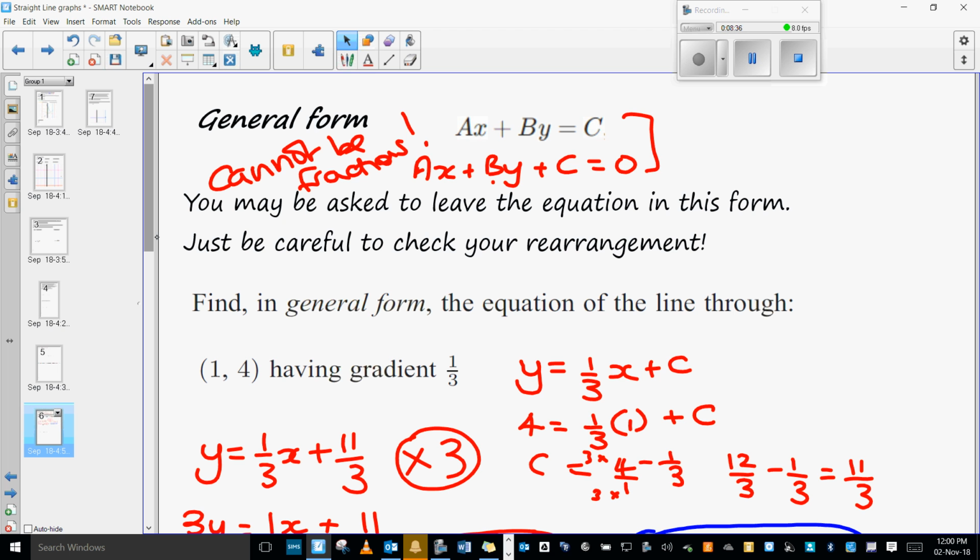It's some number of x plus some number of y equals some other number, or they're all together equals 0. The main reason for doing this would be later on when we look at simultaneous equations, and this is often how they are left in this format. That would be one of the reasons why we might do it, but if a question asks for it, you need to follow their instructions.